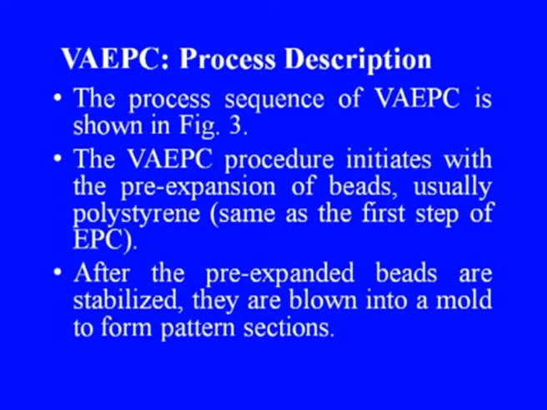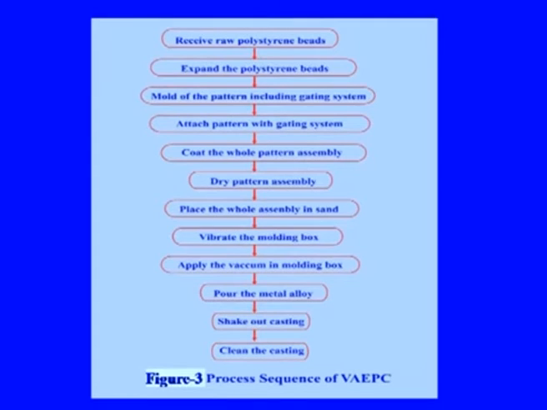The procedure initiates with the pre-expansion of the beads, usually polystyrene. This is the same as the first step of the earlier discussed evaporative pattern casting process. After the pre-expanded beads are stabilized, they are blown into a mold to form pattern sections. This is the complete flow chart of the vacuum assisted evaporative pattern casting process.